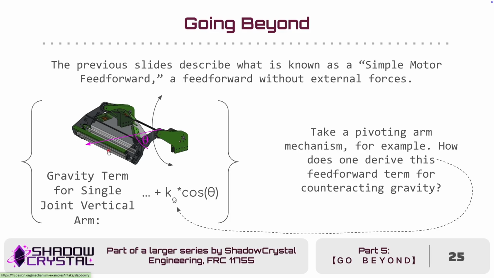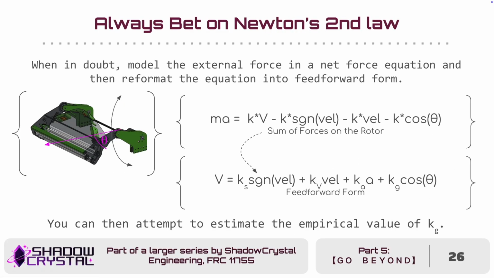And what you'll find, if you do the math, is that the extra feed-forward term is equal to kg times cosine theta, where theta is your angle from being parallel with the ground. Why is this? How do you derive this? Well, that's what we're going to do. So, the way you do this is you just consider how this would work for Newton's second law. Set up your Newton's second law equation with your net force being equal to ma, and consider how the force of gravity can be modeled.